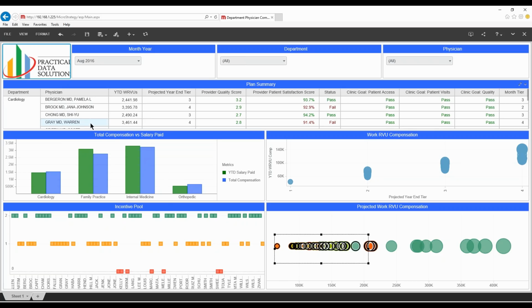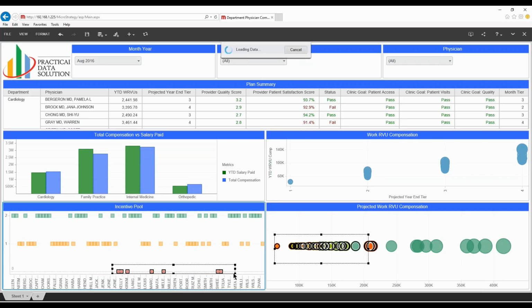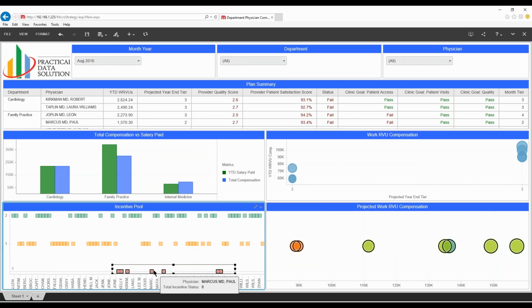But more and more as the industry changes, people are starting to add incentive pools related to quality or satisfaction or access, and understanding where these gaps may lie in both of these areas by highlighting, you can see right away that there is a significant gap in the work RVU productivity, where there may be lower compensated providers that have higher productivity, but because they're not meeting their incentive pools, it's causing a lot of differential between what the calculated compensation is and what the actual compensation is.